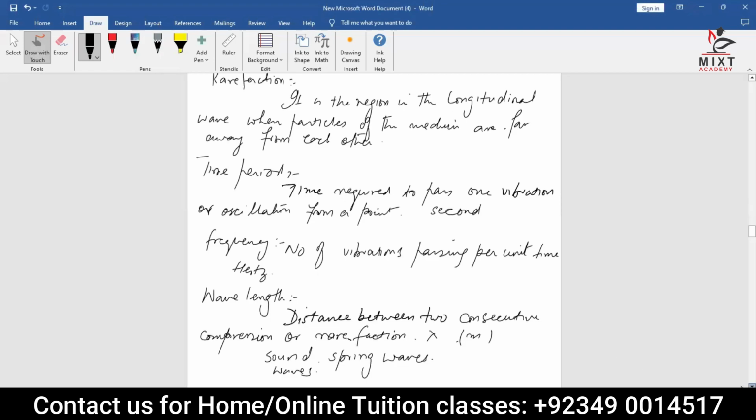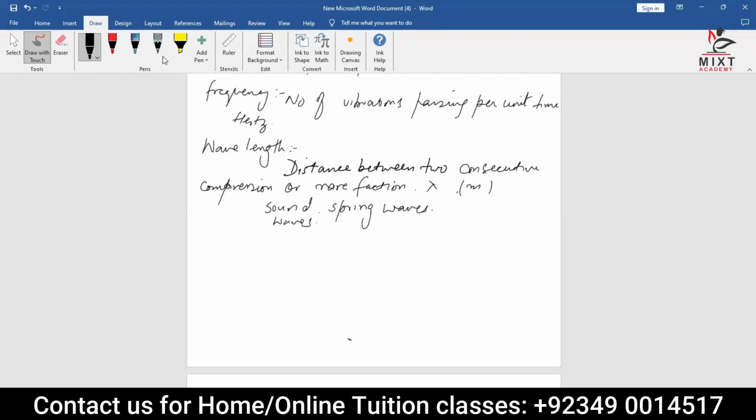Now quickly summarize it and let's have a difference between transverse waves and longitudinal waves. Make a column of transverse waves and longitudinal waves. Alicia, what is the first difference between these two? The direction of propagation, the wave motion. For transverse wave, it's perpendicular, and for longitudinal, it's parallel.